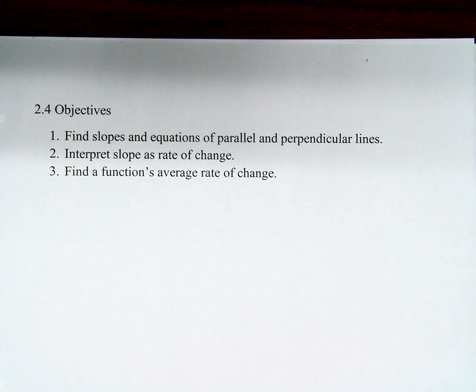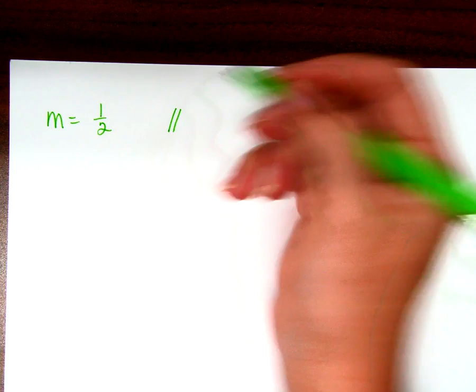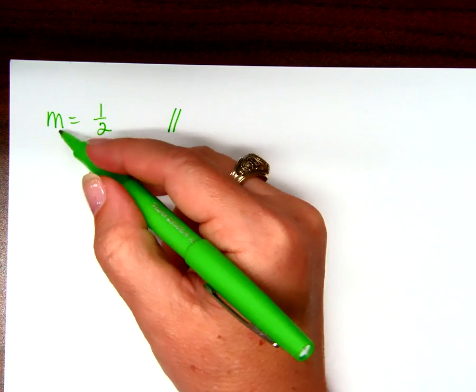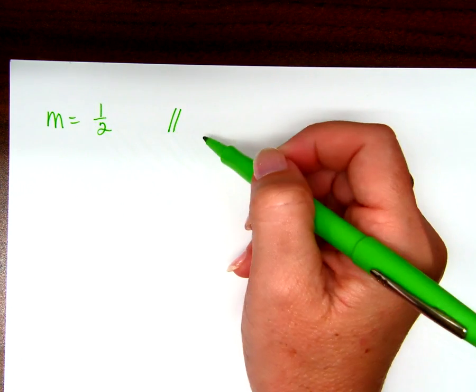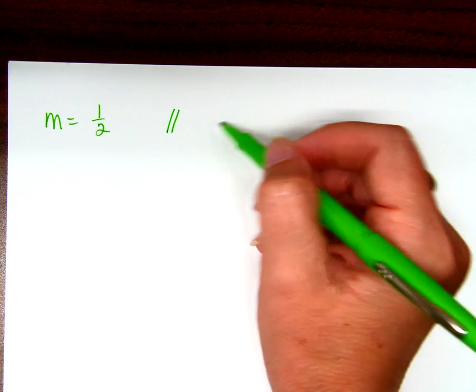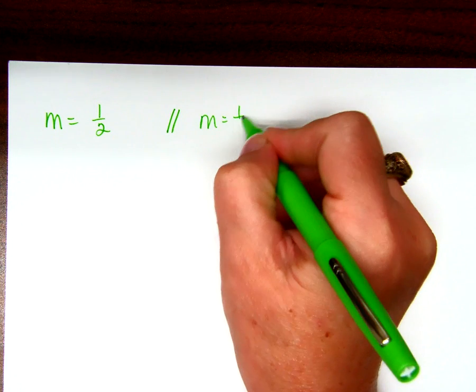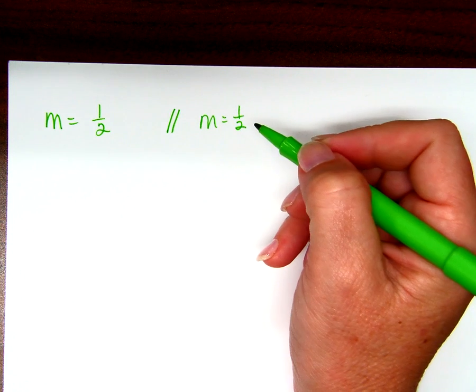Okay, finding slopes of parallel and perpendicular lines, first of all. If I tell you one particular line has a slope of 1/2, and I want the equation of the parallel line, I want you to tell me the slope of the new equation, because parallel lines have the same slope.